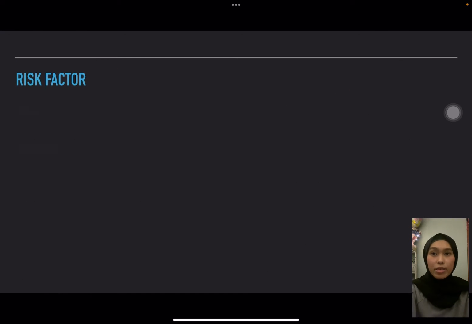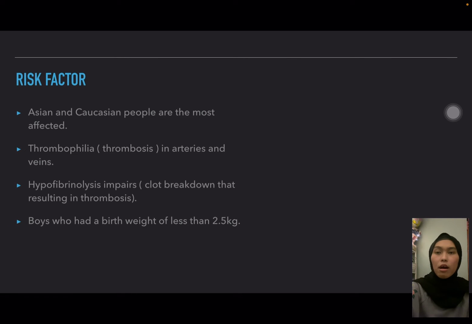Next, the risk factors. For risk factors of Perthes disease, Asian and Caucasian people are the most affected by this disease. The next one is a person with thrombophilia, that is thrombosis in the arteries, which is a blood clot inside the vein and the artery. And then hypofibrinolysis, that is a clot breakdown problem resulting in thrombosis. And then boys whose birth weight was less than 2.5 kg.